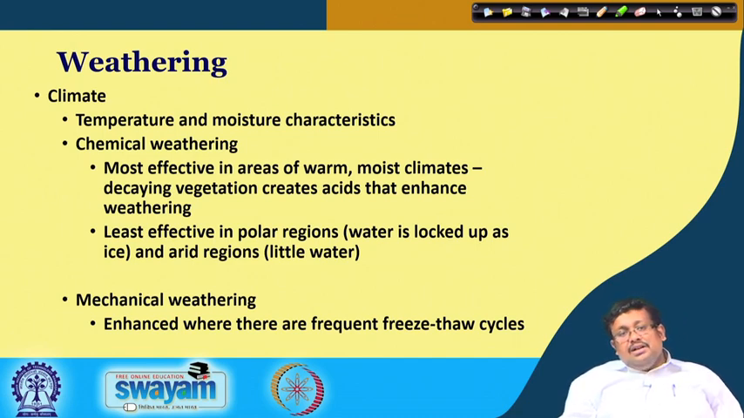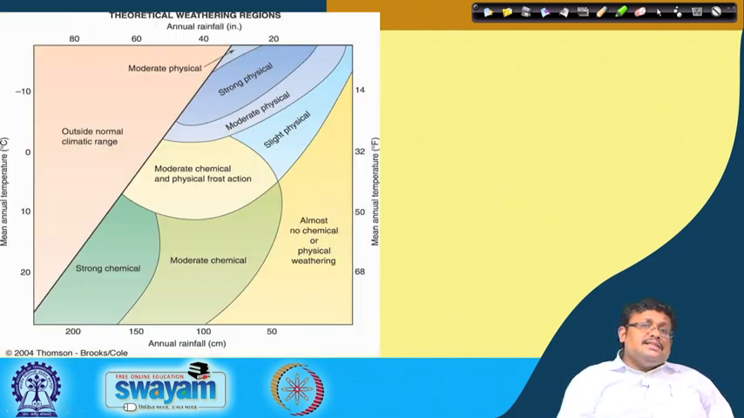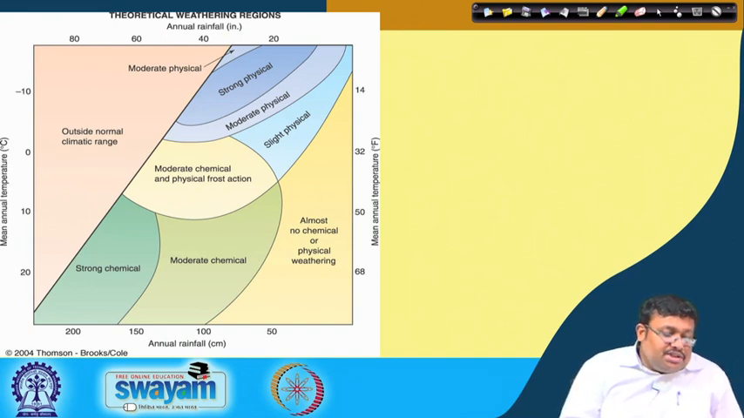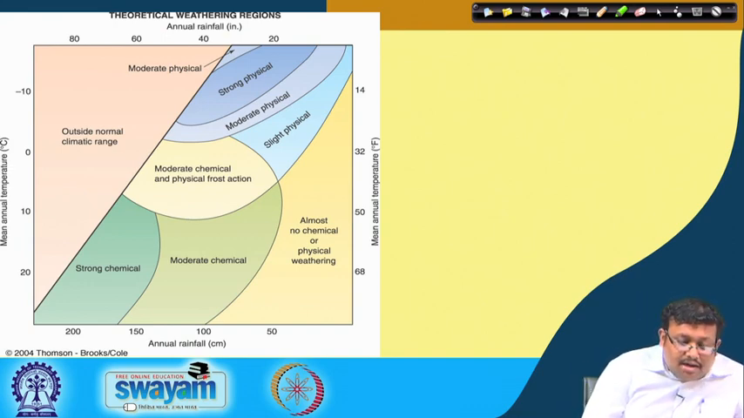So, in a nutshell, mechanical weathering is prevalent in extreme weather conditions, whereas chemical weathering is prevalent in moist and humid, warm and humid climates. So, this graph basically shows in which region, what weathering process is predominant.